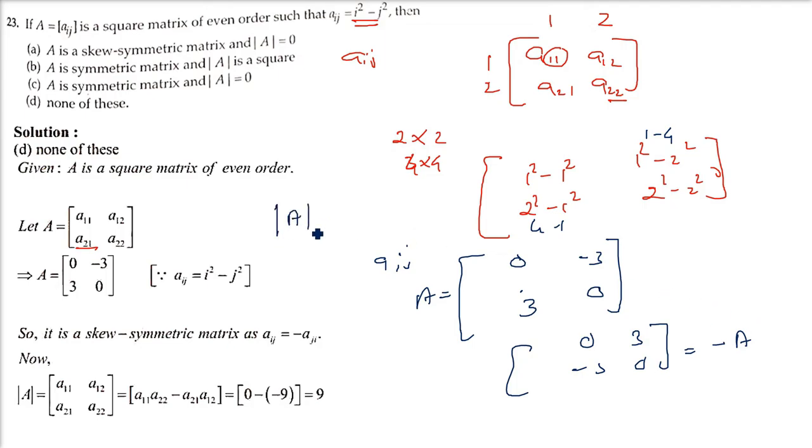But when we take the determinant, what is the determinant? 0 into 0 minus of minus 9, that is 0 plus 9. 9 is the determinant. But none of the options has determinant equals 9. So this is incorrect. Symmetric is incorrect. Skew symmetric is correct. But the determinant is 9. So none of these is the answer here.